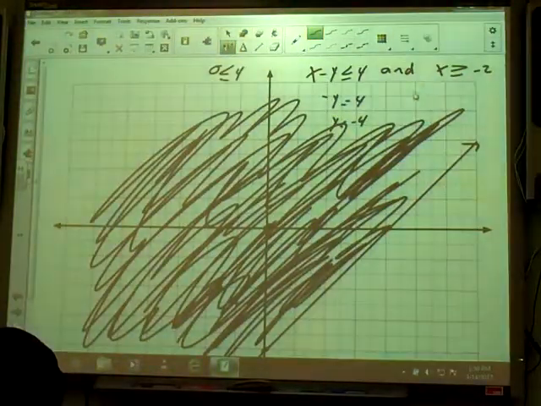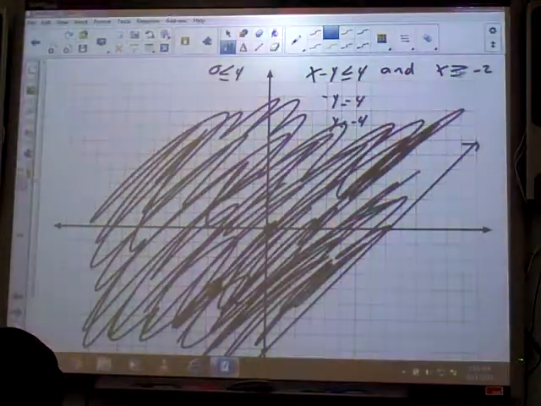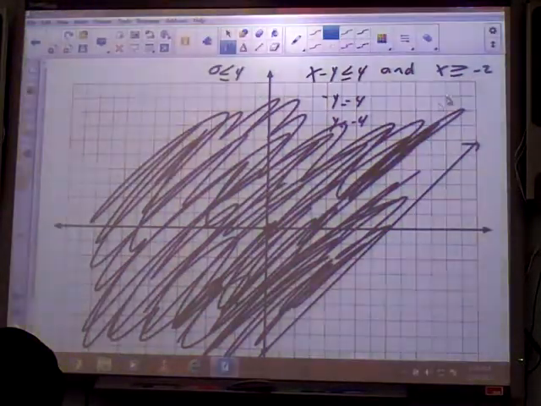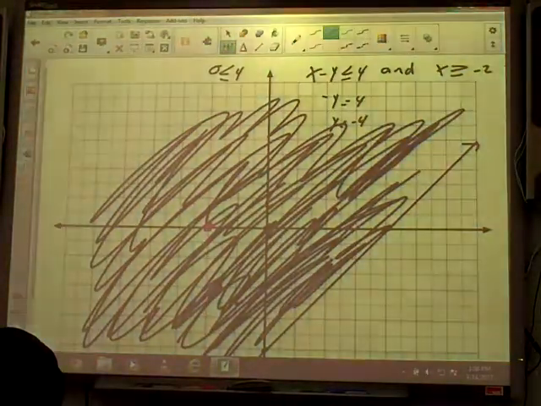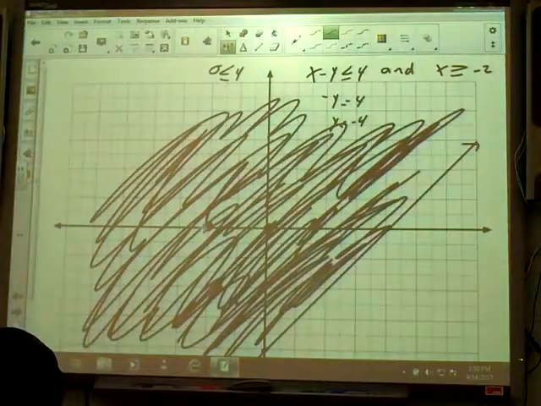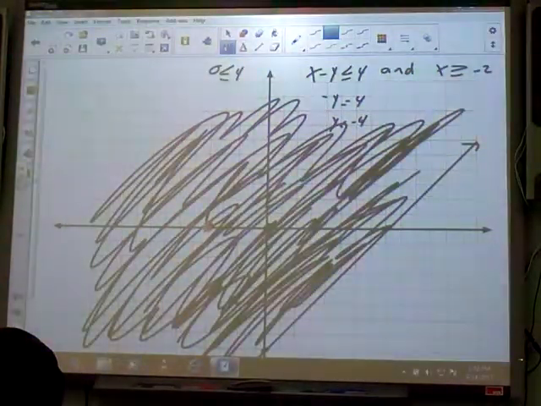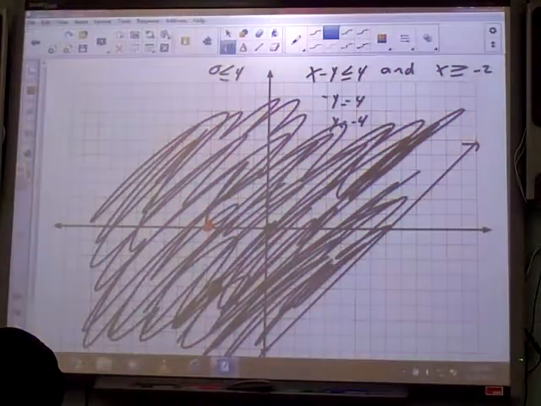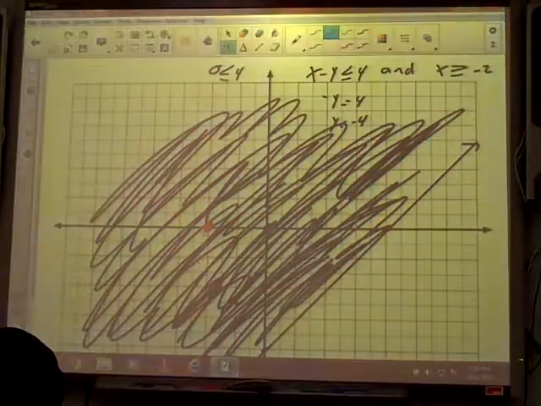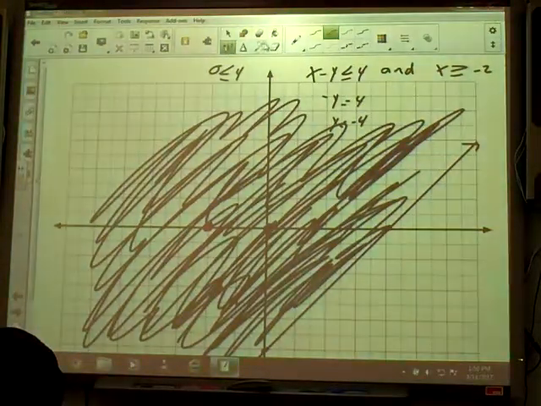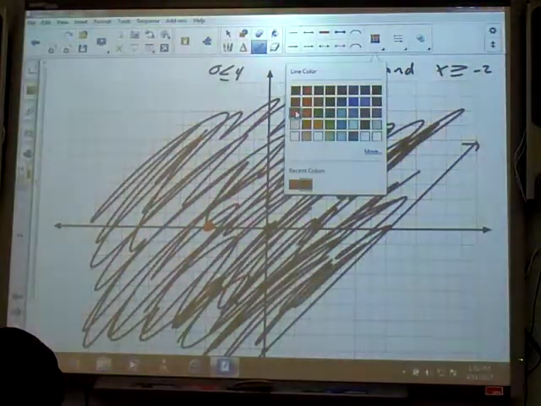Okay, my other line. You ready for that? X is greater than or equal to negative 2. So I'm just going to move to negative 2, which is right there. What kind of line will this be? There's not a y. Vertical. Is it going to be a solid or a dashed vertical line? Solid. Good. So let's get a solid red line.